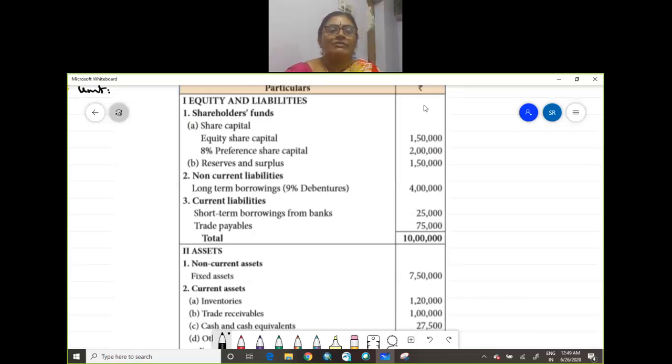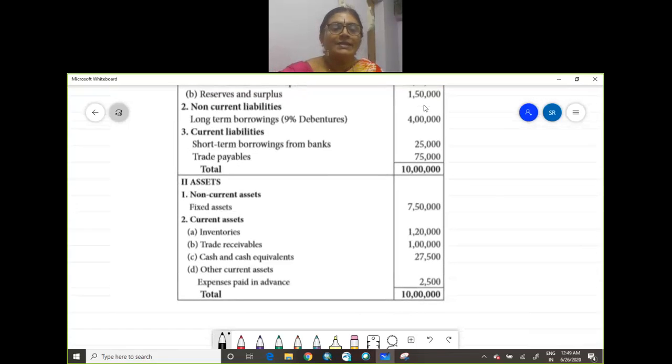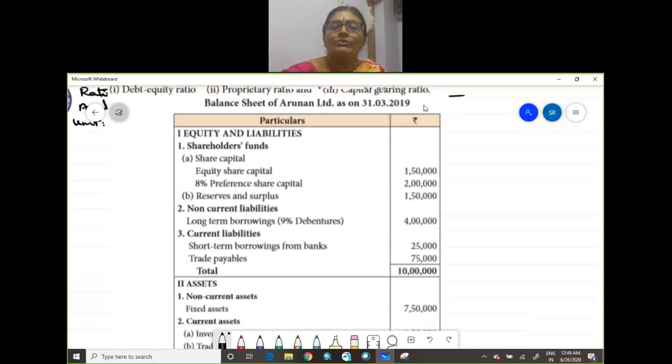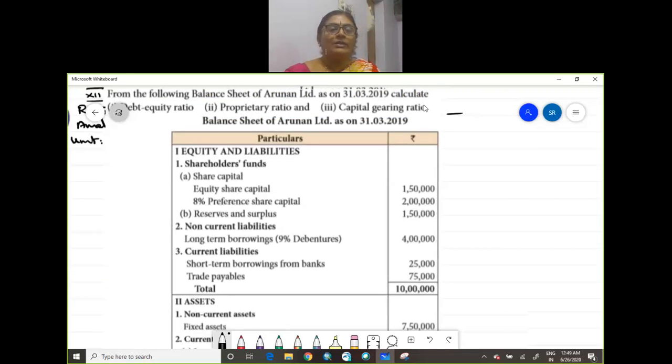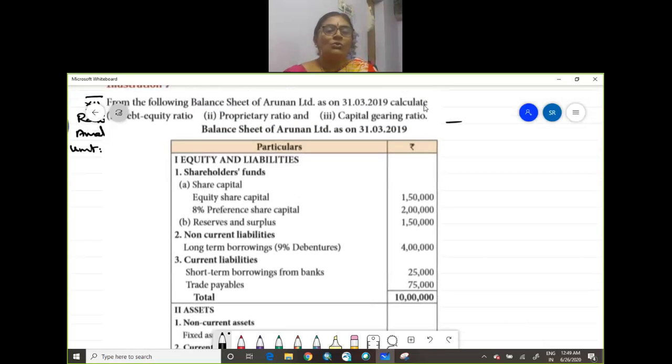You're going to read the problem first before you find out the ratios. They've given you the liability side. There you have your current liability, your non-current liability and your shareholders fund, which is 10 lakhs. And then they've given you the asset side. In the asset side you have your non-current assets and your current assets: inventories, receivables, cash, expenses paid in advance, etc. What are they asking you to find out first? They're asking you to find out debt equity ratio. So let us first find out debt equity ratio.